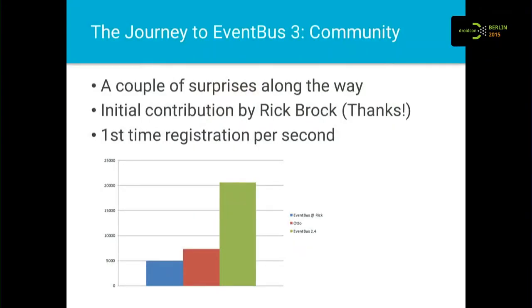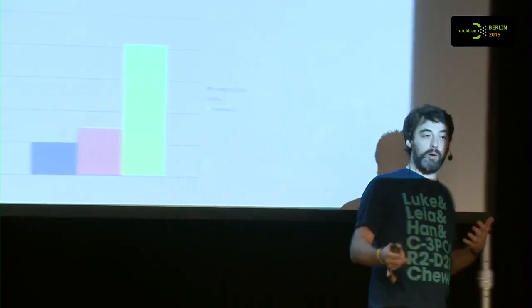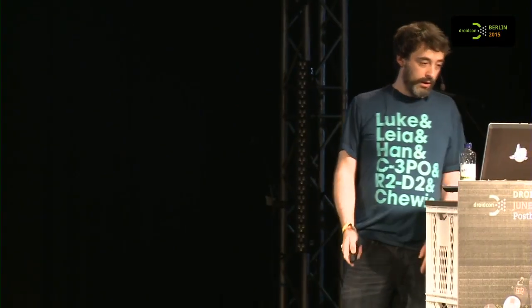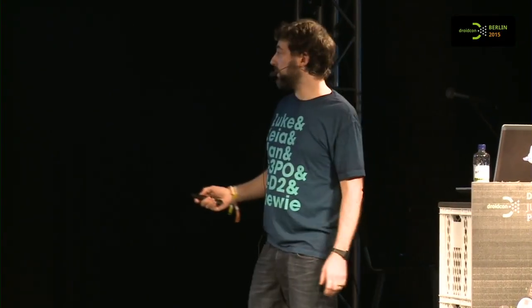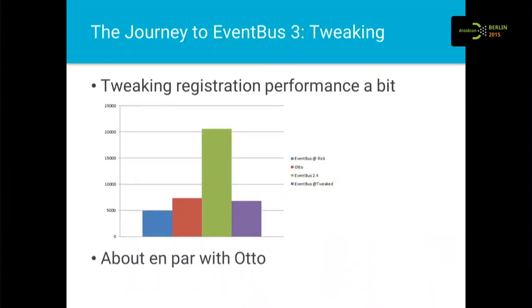This is per second, so big is good, right? This was Eventbus 2.4. This is the Eventbus with annotations, the first initial contribution, and this is Otto. Usually Eventbus was way faster than Otto, obviously, but now it really dropped significantly. So I tweaked performance a bit. This is the tweaked version, so it's about the same speed as Otto.